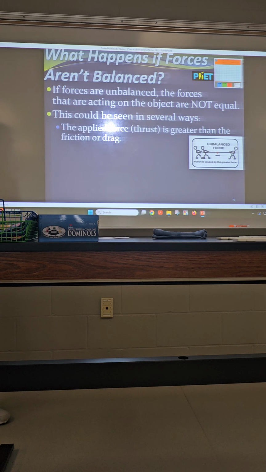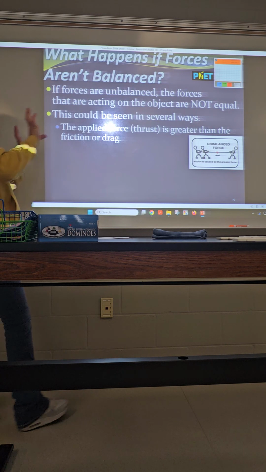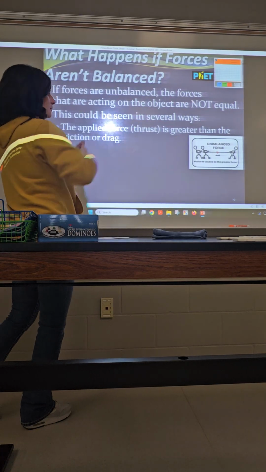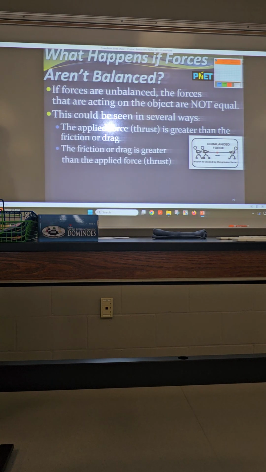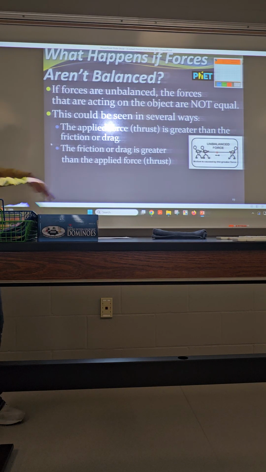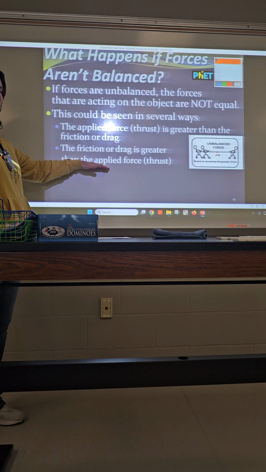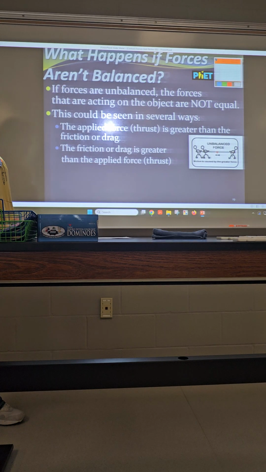So if the applied force or the thrust is greater than the friction or drag, so just like in that picture of the wagon, the push to the right was greater than the friction that was working against it. Or if a ball, let's say, is rolling across the yard, and it's slowing down, the friction is stronger and slowing that object's motion because the force is no longer being applied, right? So the friction is kind of winning. So it's either stronger than the applied force, or the applied force is no longer being applied to keep it going.